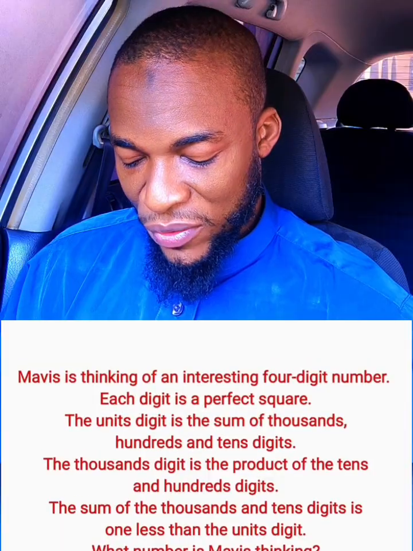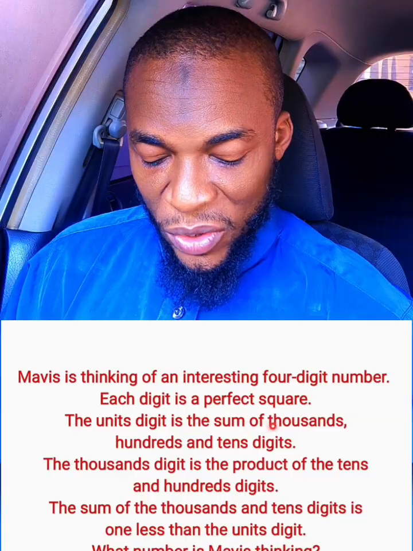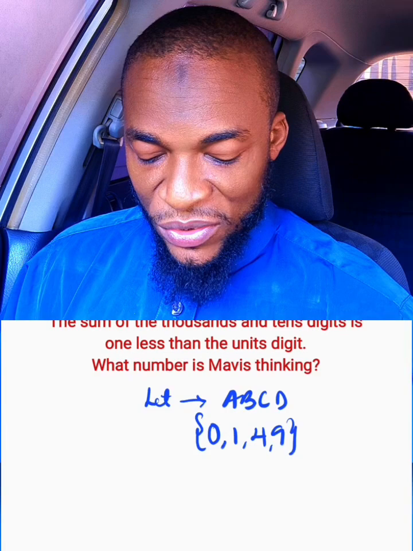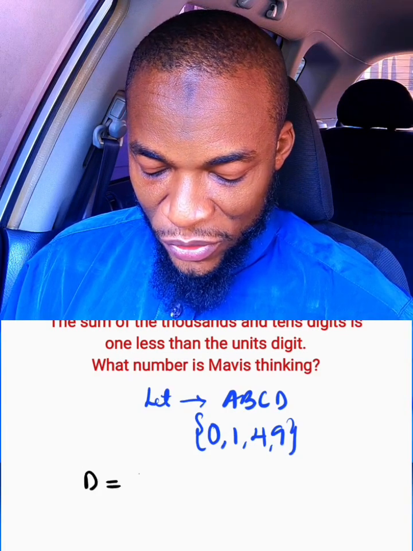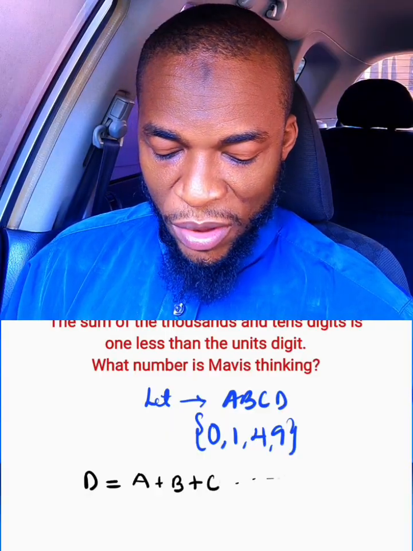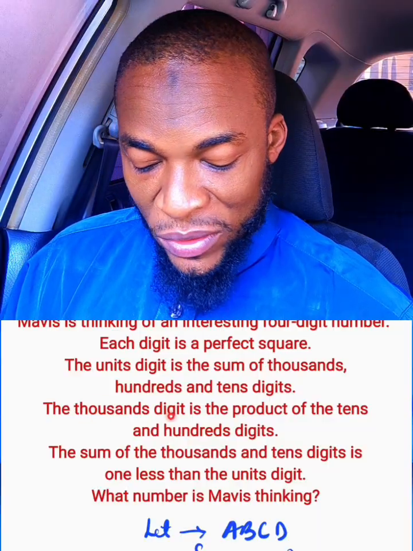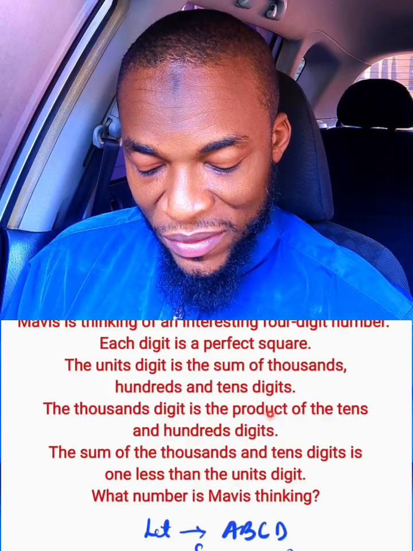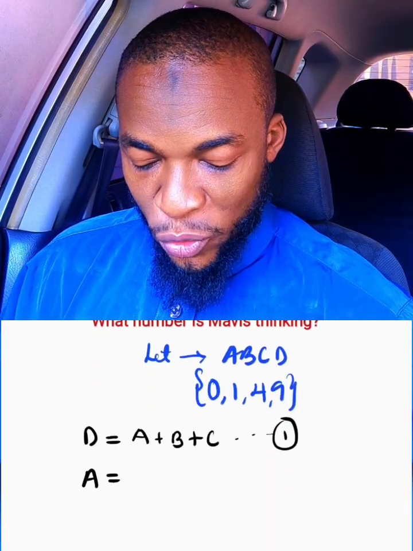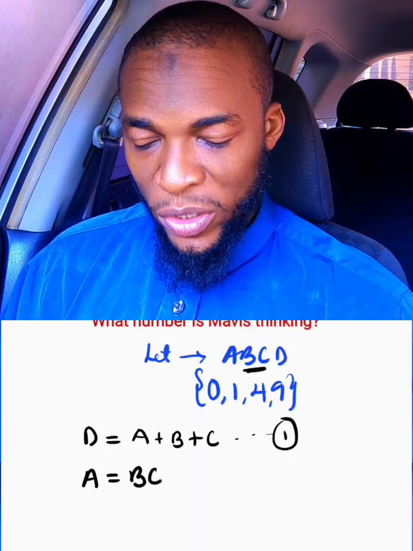So let's form our equations. The first equation we would like to form here is the units digit is the sum of the thousands, the hundreds, and the tens digit. What is the unit digit here? The unit digit is going to be D. So D is equal to A plus B plus C according to this question. This is our first equation. And the second equation we're going to form here is the thousands digit is the product of the tens and the hundreds. The thousands is A. The product of the tens and hundreds, B and C together, right? So this is BC, product, multiplication.